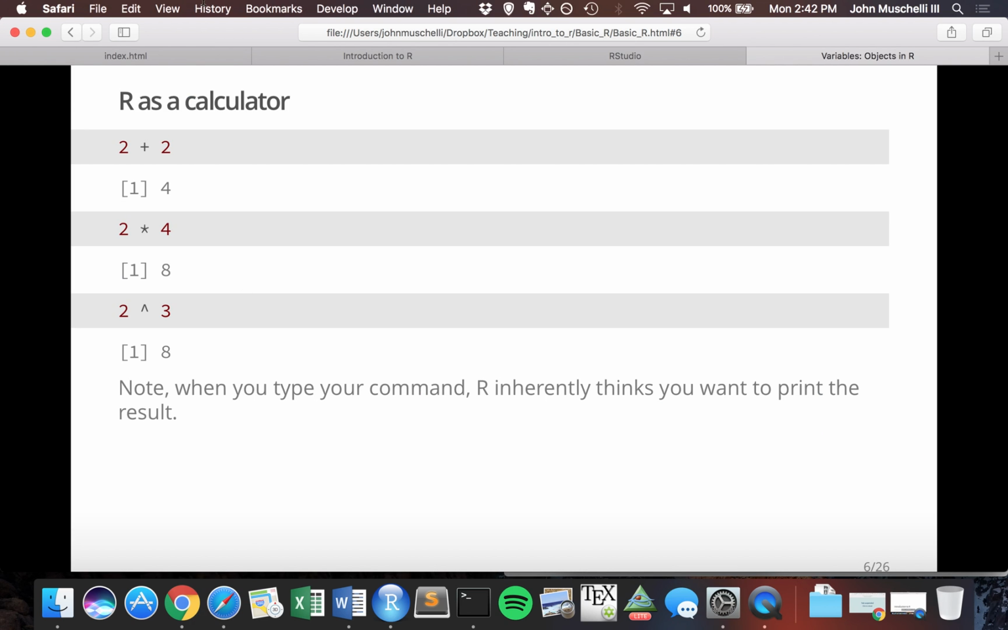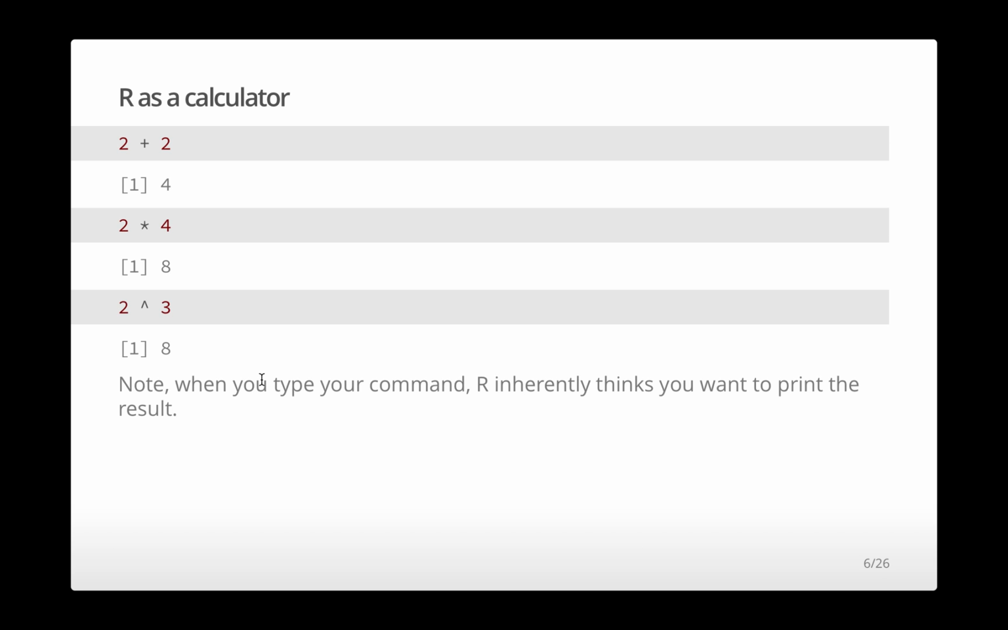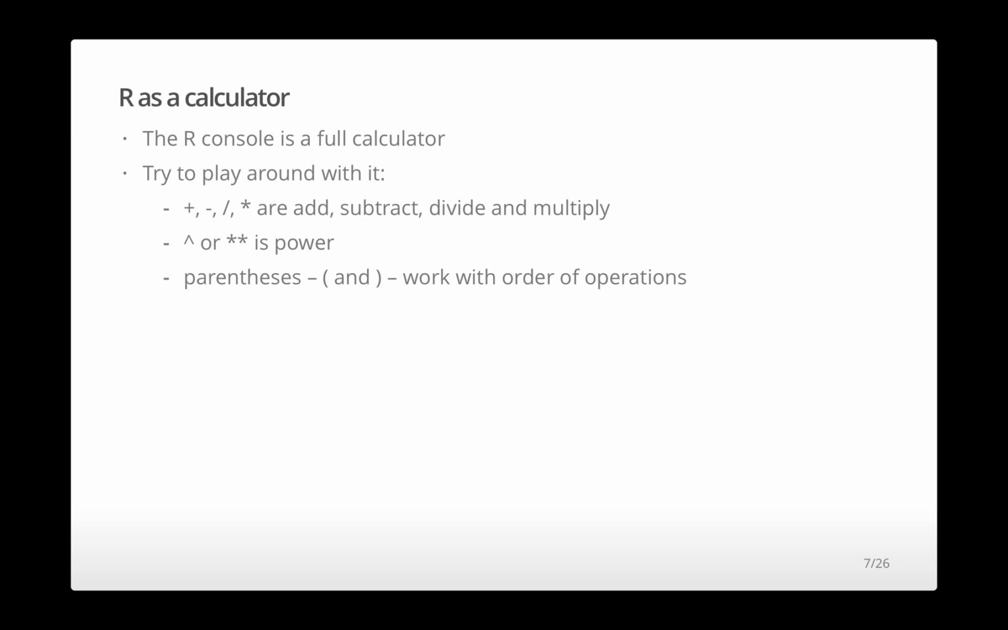Okay. So if you type into the R console, just like you would with a calculator, 2 + 2, 2 * 4 should give you 8. 2 ^ 3: the caret is the power operator in R. So 2 to the 3rd, we get 8. And you'll note whenever you write a command, R by default prints the result. You can run a command and not save it to anything. That's fine.